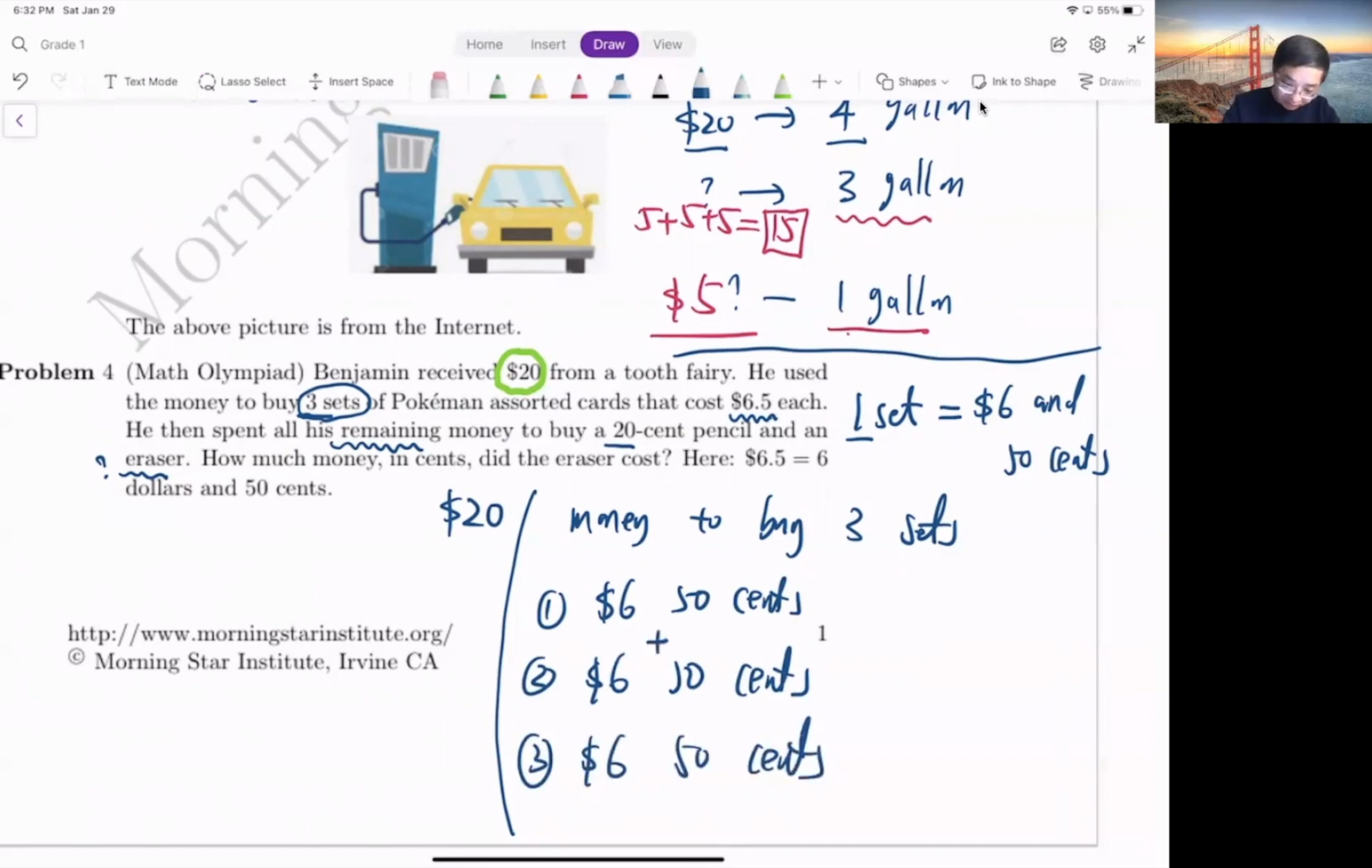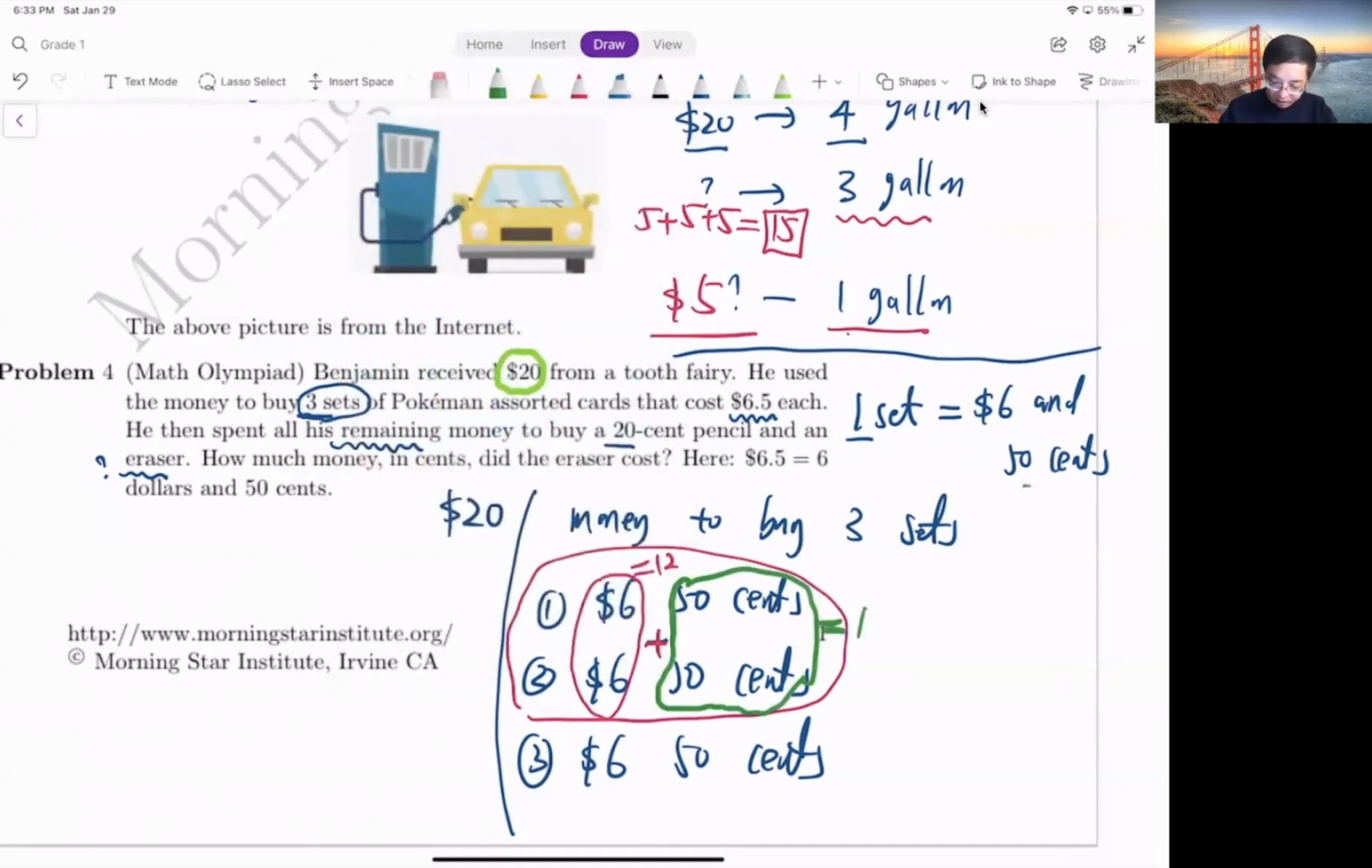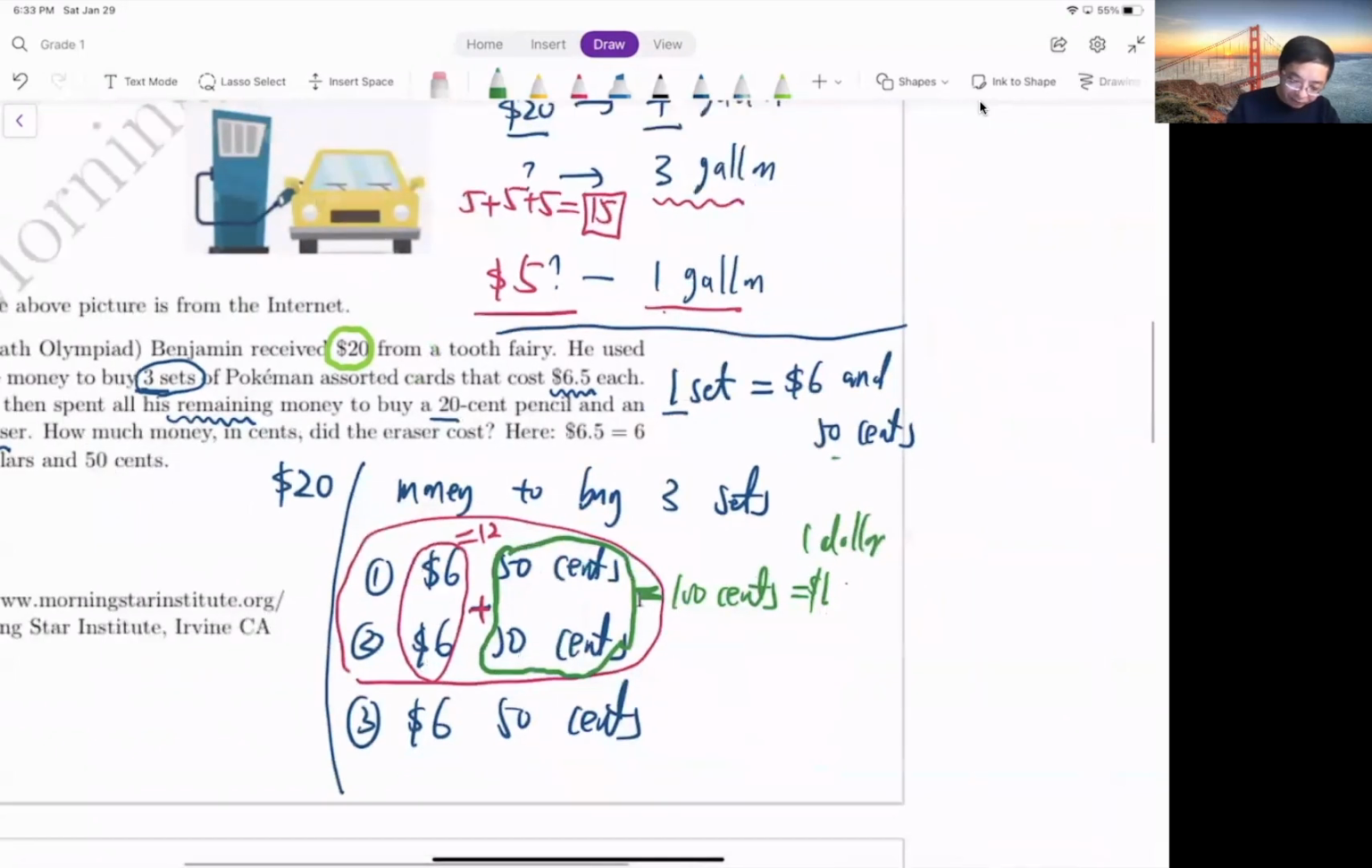Let's say we first add the first 2. What do we get? $6 plus 6, we know, okay, so this one is 12. Now, how do we deal with the cents? That's because 50 cents plus 50 cents is what? Which is 100 cents. But 100 cents is exactly just $1, right? Okay, so for the first part, you add together 12 plus 1, that's $13.